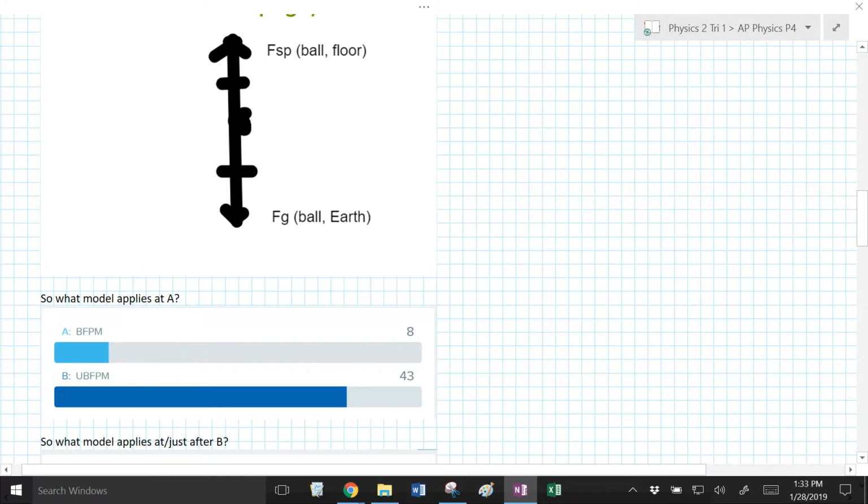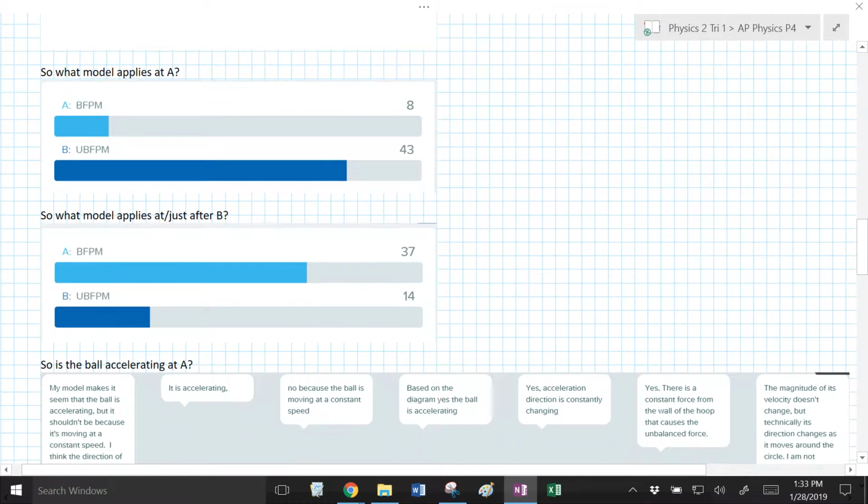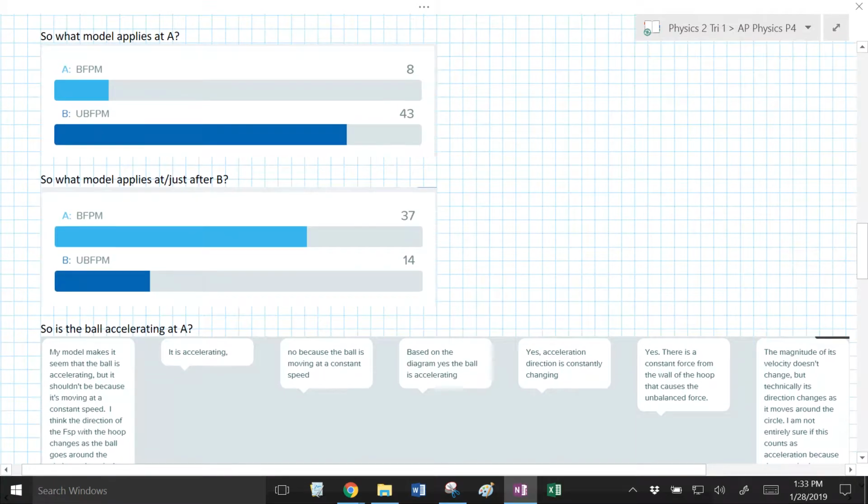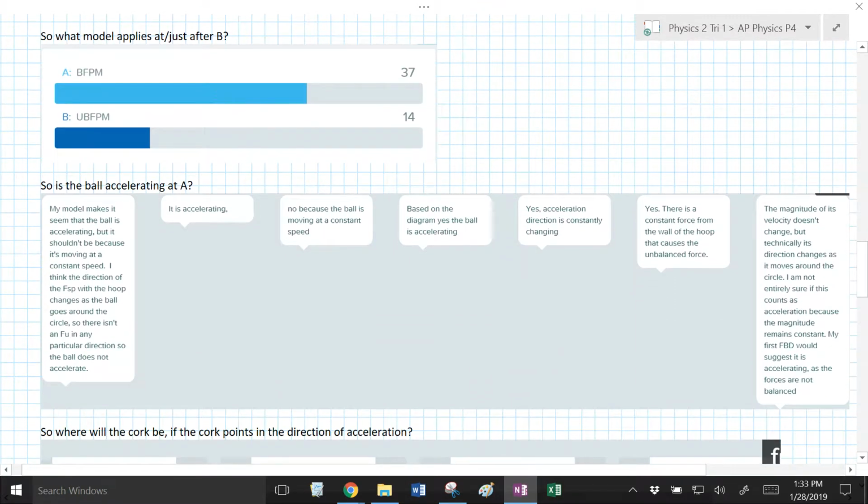When we talked to our friends about the different models that applied, for A, there were some differences in the free body diagrams drawn, but far and away, most people identified that as being UBFPM. And then B, after it's left the hoop, not quite as decisive a victory, but here we have 37 for balanced force particle model, okay? That's based on the interactions that are occurring.